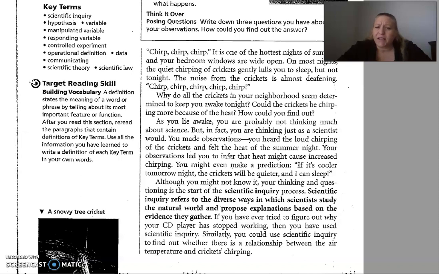Scientific inquiry refers to the diverse ways in which scientists study the natural world and propose explanations based on the evidence they gather. If you have ever tried to figure out why your CD player has stopped working, then you have used scientific inquiry. Similarly, you could use scientific inquiry to find out whether there is a relationship between the air temperature and the crickets chirping. So, what is scientific inquiry? It is a process that includes the different ways that scientists find out about the natural world. This is what we're going to be talking about today, okay?